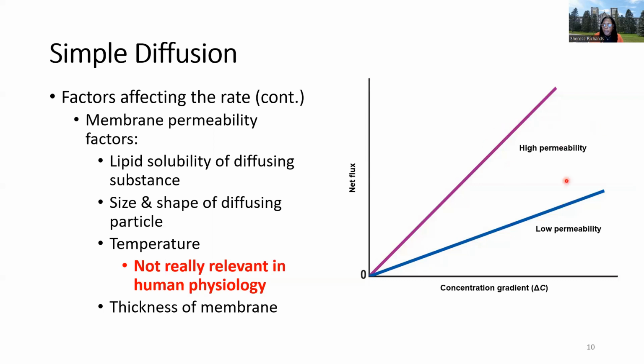On the other hand, if we have a high membrane permeability, so we have a particle that is non-charged, it's lipid soluble, it's small, we also have a thin membrane, we have all the right conditions that will increase membrane permeability, we're going to see that even if we had the same concentration gradient, we now have a higher net flux, we now have more movement simply because we have a higher membrane permeability. All right, so the membrane permeability will certainly influence the movement of particles, the rate of simple diffusion, even when the concentration gradient is the exact same.